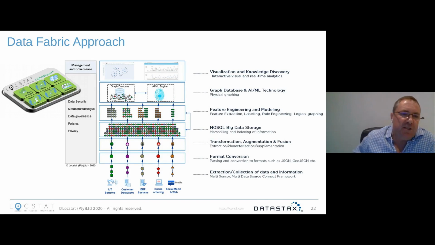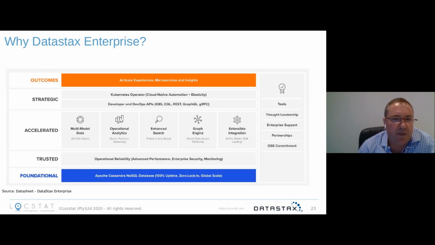What was also quite important for us was that we were looking to follow quite a strict data fabric approach, where you stream the information into the environment, you do format conversion with the ability to fuse the data into the NoSQL storage environment, and then you have feature engineering and modeling on top of that with a graph database and other AI technology. But importantly, we were quite set on looking for something that would help us with data governance, policies, metadata and cataloging, and of course, data security was also quite a strong consideration in looking for something to support that underlying component of Lockstat. So that data fabric approach was quite strong in our decision making as well.